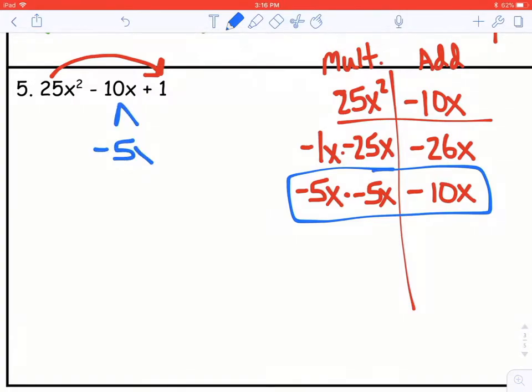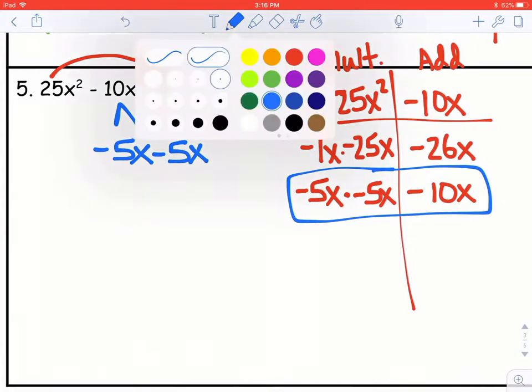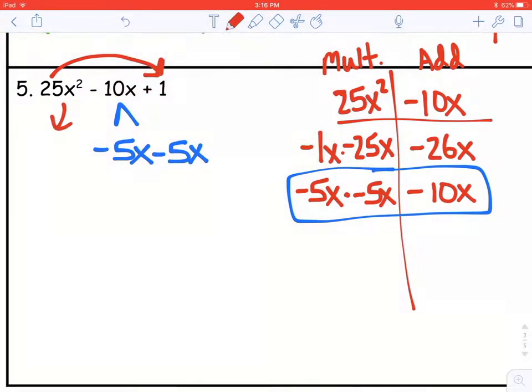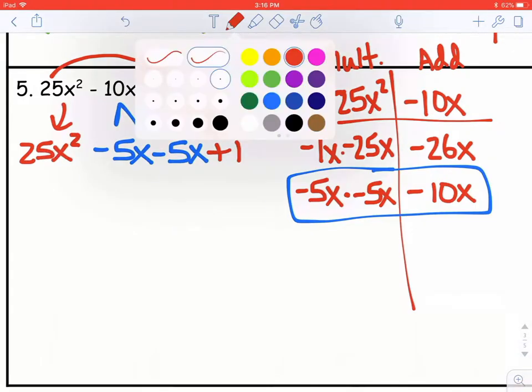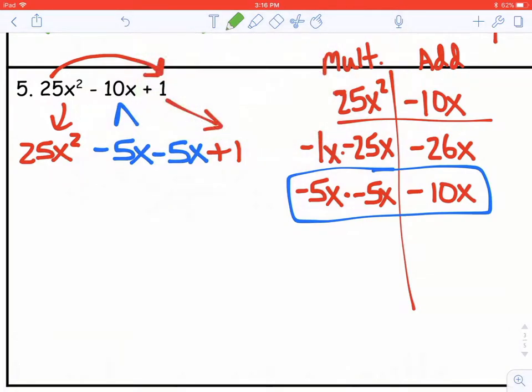We replace our negative 10x with negative 5x minus 5x because they're equivalent. Then bring down your first term, bring down your last term. So I'm going to rewrite 25x squared and positive 1. And then you finish your problem by grouping. So group the first two and the last two. From 25x squared minus 5x, we could take out a 5x.